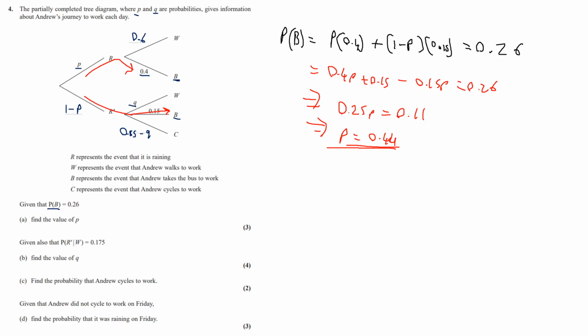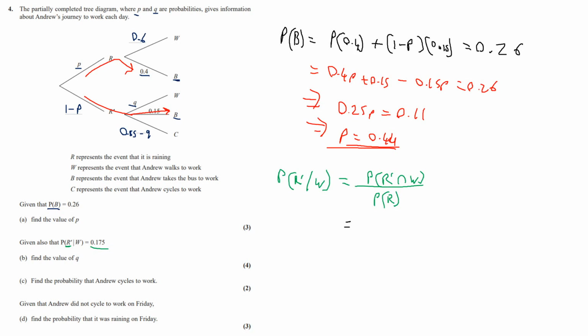Now here's the hard part. The probability of not raining, given that he walked, is 0.175. So find the value of Q. Remember the formula that we had before. The probability of not raining given walking is equal to the probability that it didn't rain and he walked, over the probability that he walked.